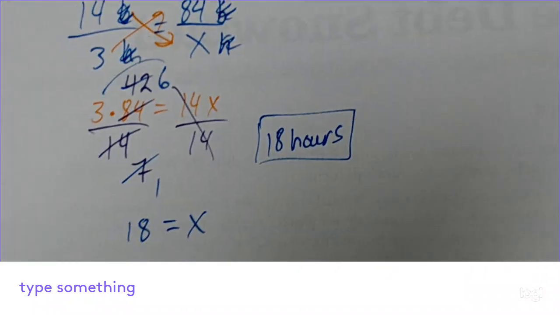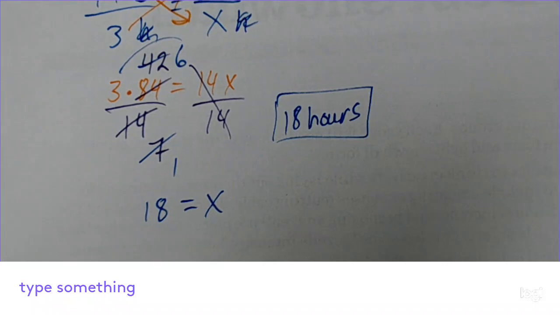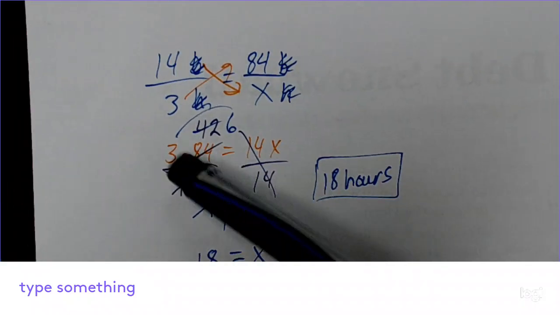All right, and there you have it. We can solve our rate problems as proportion problems now. You just have to make the rate the first half of the proportion.